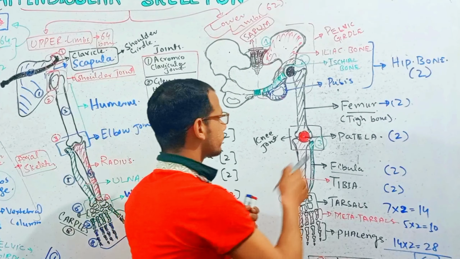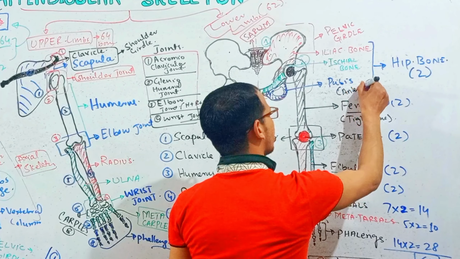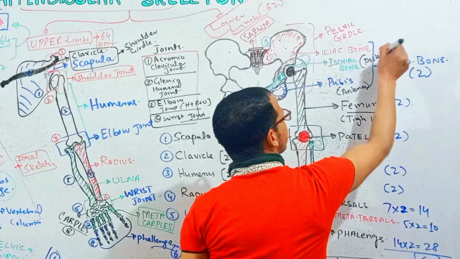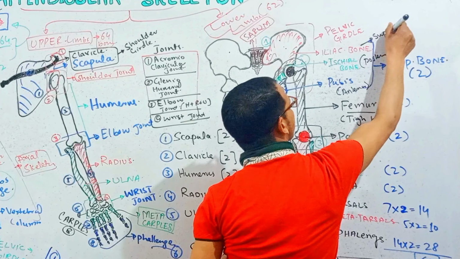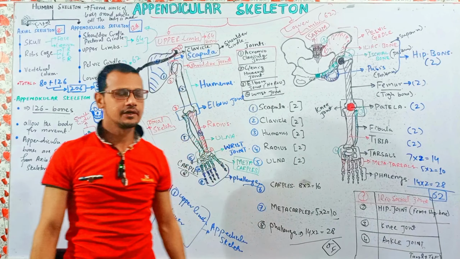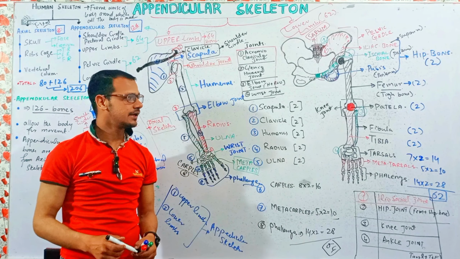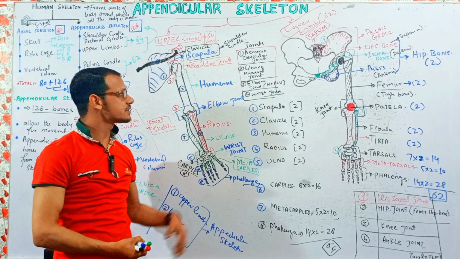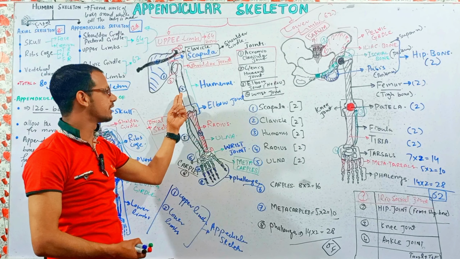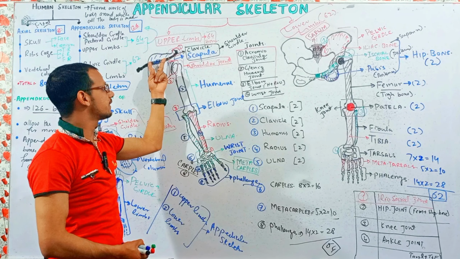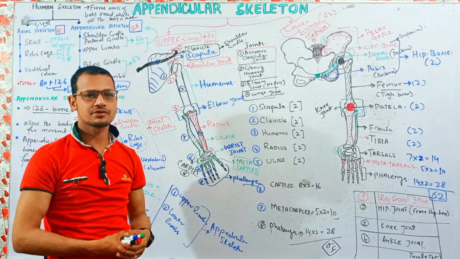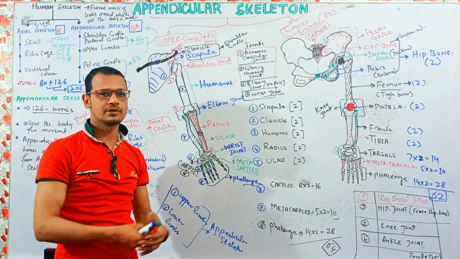This pubis bone is the anterior bone of the pelvic region. This is the posterior bone of the pelvic region, and this is the superior bone, right? So this is all about the appendicular skeleton, the bones of the appendicular skeleton, right? After that we will discuss all these bones in detail one by one, right? We will discuss the humerus in one lecture, scapula in the second, clavicle in the next, and after covering the skeleton we will go for the muscles which are attached to the human skeleton, right?